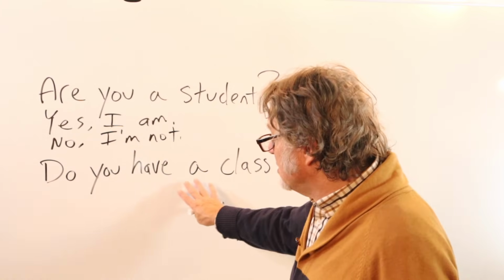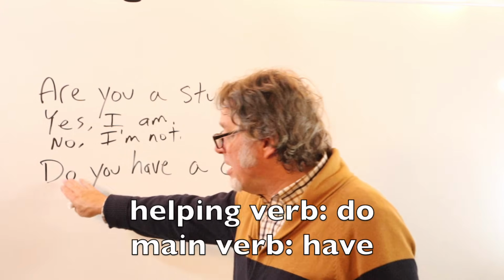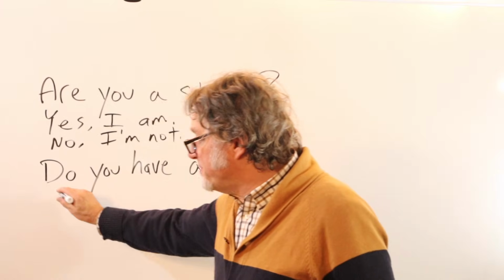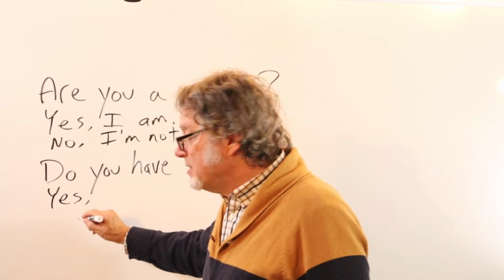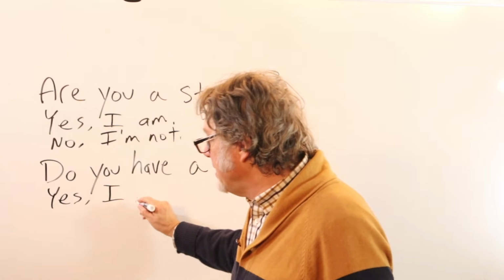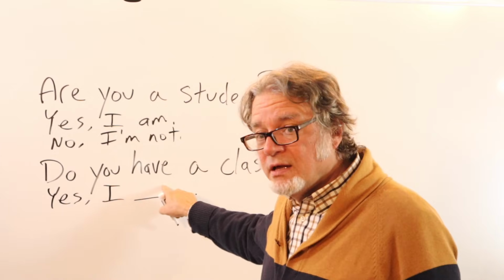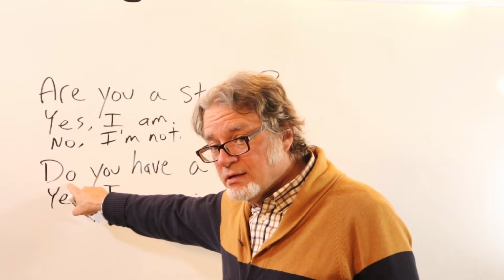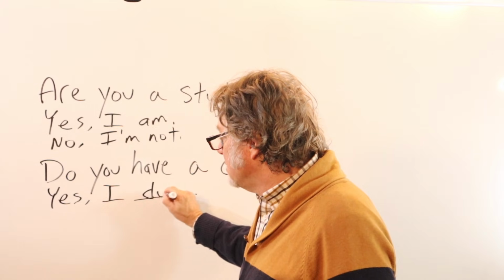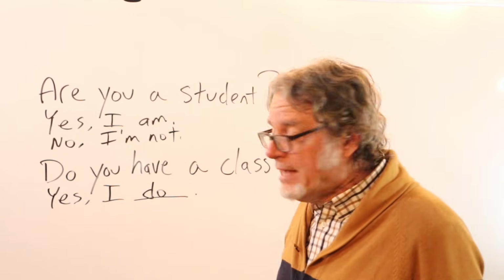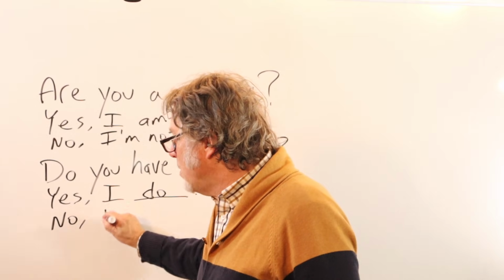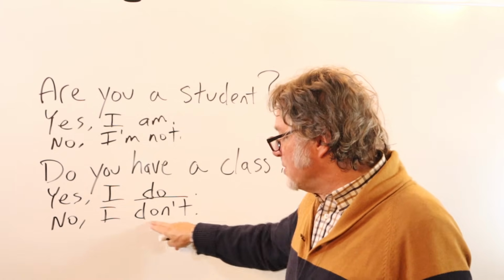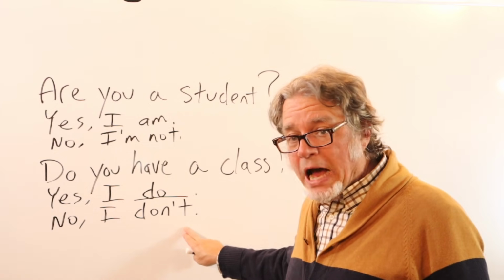In this question, do you have a class? Here's a helping verb, and then here's the main verb. The answer, if it's yes, is yes, I, and then here is the verb that matches the helping verb here. Yes, I do. Or if it's negative, no, I don't. This is a contraction for do not.